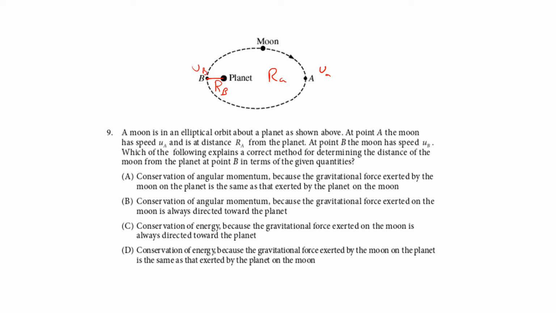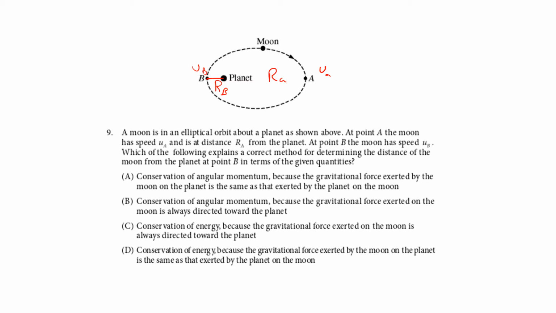All right, so do you want to use conservation of angular momentum because gravity force is exerted by the moon? Do you want to use that because the gravitational force is always directed towards the planet? Or do you want to use conservation of energy? Well, I think this one's the hardest one because this one's very ambiguous, strange, but we did this before.